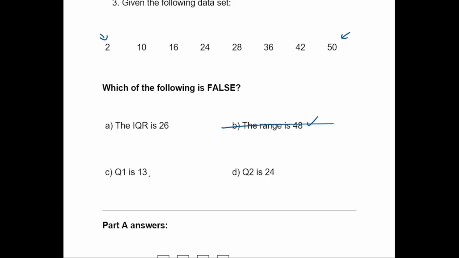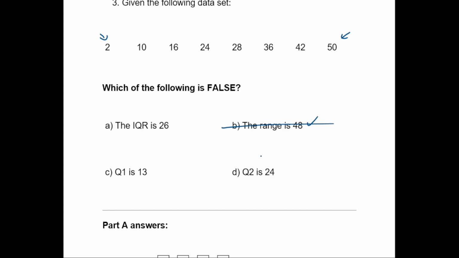C, Q1 is 13. Okay, well, like A, we're going to have to figure out what Q2 is first, before we get to Q1 and Q3. So we'll save that one for later. D is Q2 is 24. So maybe we can start with that one. Okay, how do I find Q2? Q2, we have to figure out what the median is.